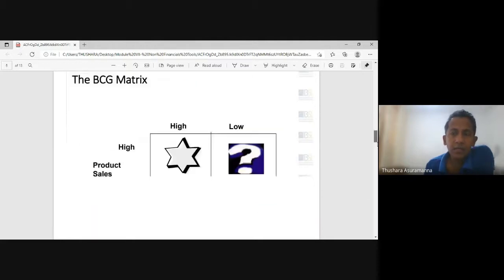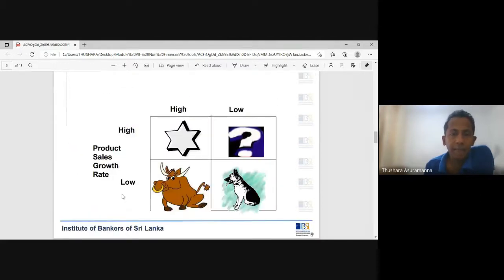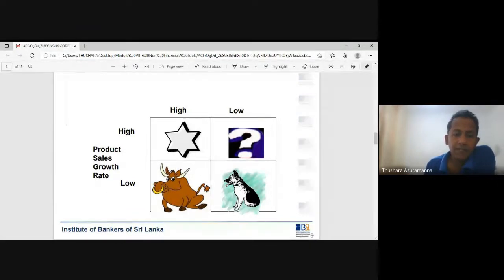So we'll straight away go to the graph. This is the most important one, where on one axis, Y, it's growth. Here we talk about share: market share high, market share low.